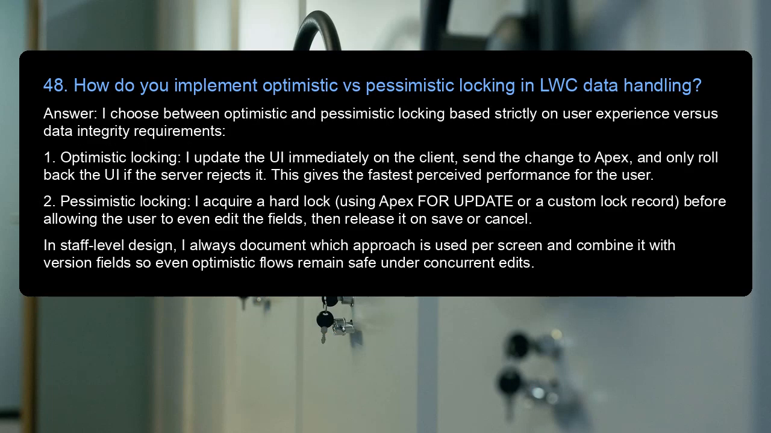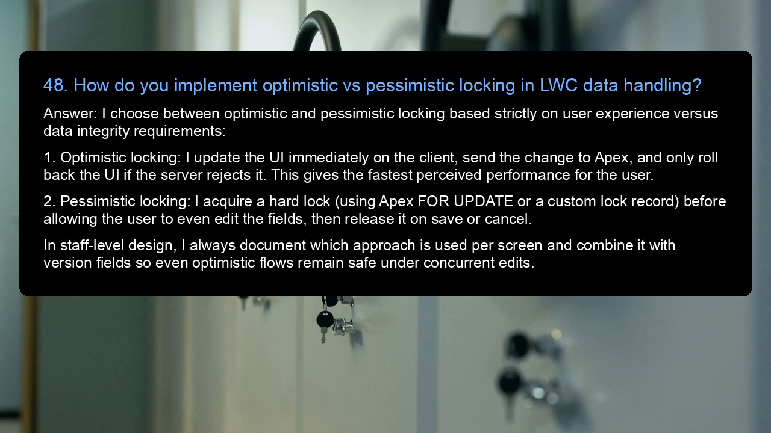48. How do you implement optimistic versus pessimistic locking in LWC data handling? Answer: I choose between optimistic and pessimistic locking based strictly on user experience versus data integrity requirements. 1. Optimistic locking. I update the UI immediately on the client, send the change to Apex, and only roll back the UI if the server rejects it.